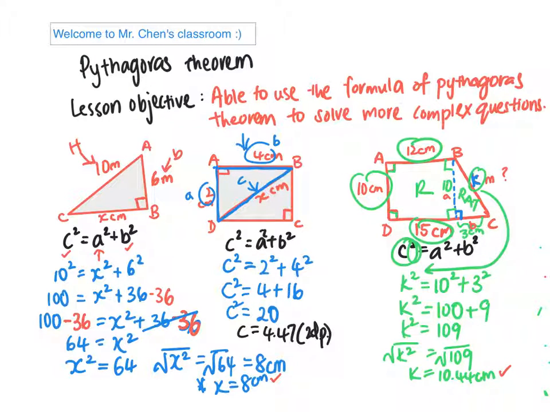So that is how you solve Pythagoras theorem questions using the formulas, and these are the more complex questions that you will come across soon. Feel free to go back to the videos and watch them again if you are confused, or if you need to ask me any question during the lesson, please write them down.